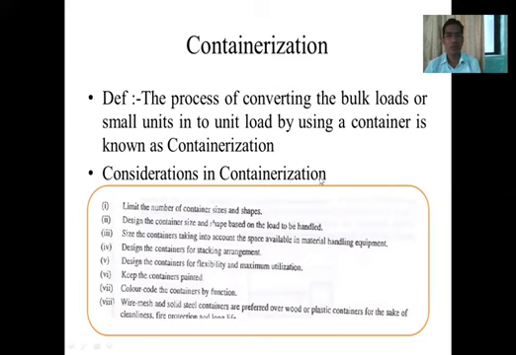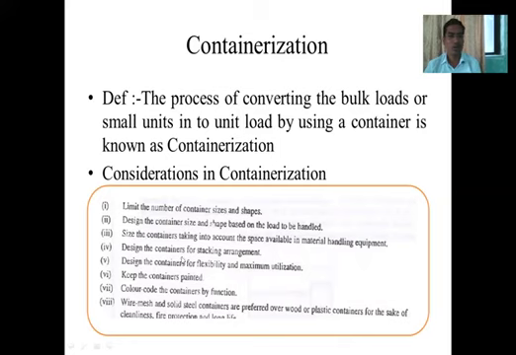What are the basic considerations in the containerization process? There are various steps. The first consideration is to limit the number of container sizes and shapes. Second is to design the container size and shape based on the load to be handled. We have to design the container according to which type of load we are going to handle, so depending on that the size and shape of the container is finalized. Then the size of the containers takes into account the space available in the material handling equipment.